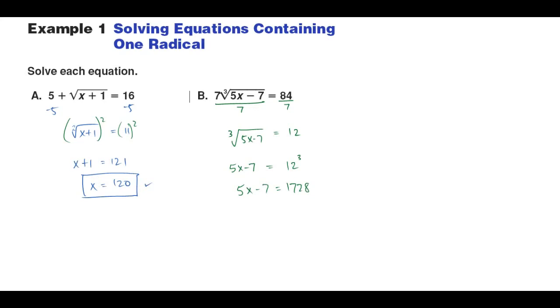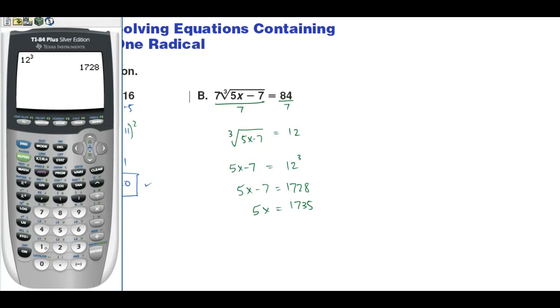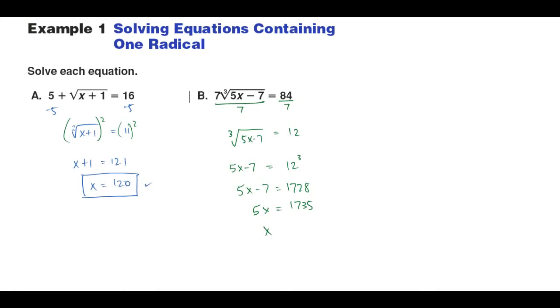And now I will add 7. So 5x equals 1728 plus 7 is 1735. And it looks like 5 will divide into 1735 just nicely. And it will end up being 347. So x is 347. And now I'll probably need a calculator to check that back in.